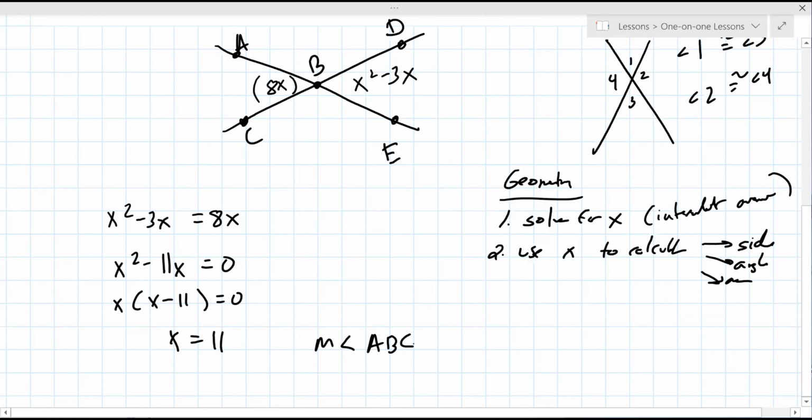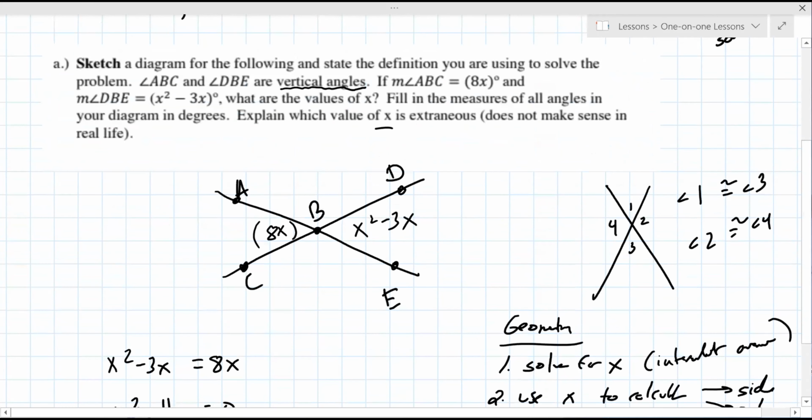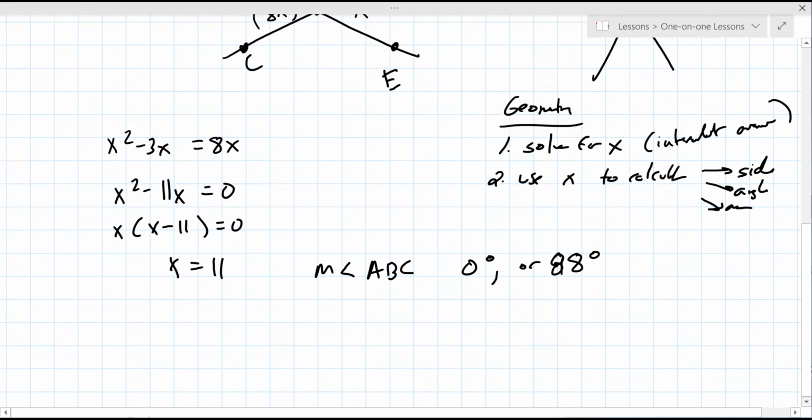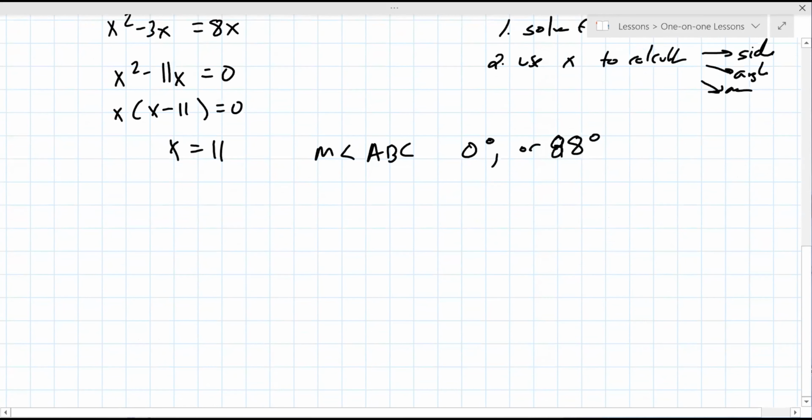It's either 0 degrees or 88 degrees. Okay, so it's either 0 degrees or... what did you say? 88 degrees. Right. Now it does say that one is extraneous. Do you know what that means? Not real. Yeah, so it doesn't make sense. Okay.